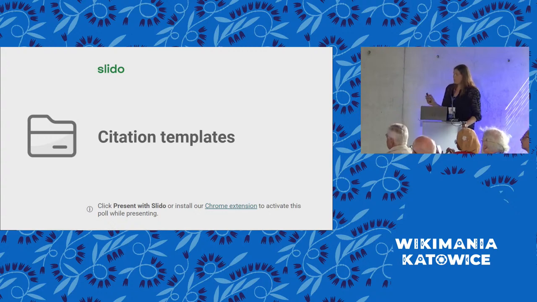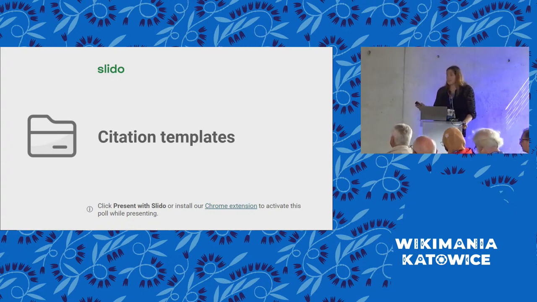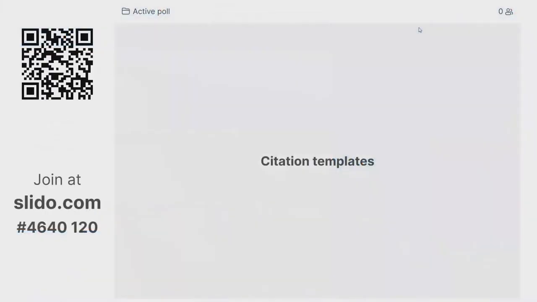So then I'm also really curious. We figured out through research that we did before that in different languages there are so many different templates. And I'm really curious to hear if there are other templates that you use in your language wiki for citations that we might not be aware of. So this is the last poll that I have right now. So the question is, what templates do you use for creating references? And what do you like and dislike about those templates?